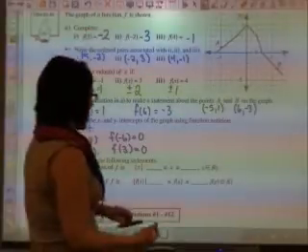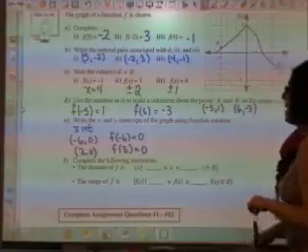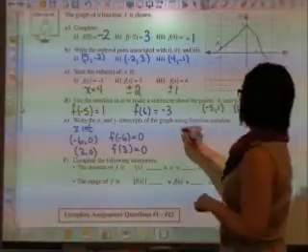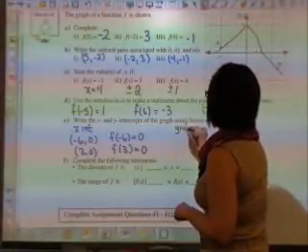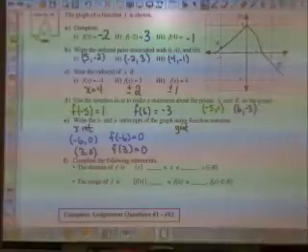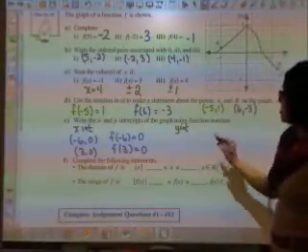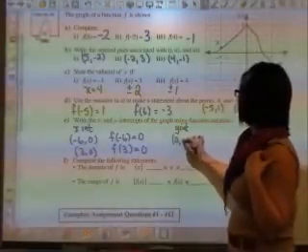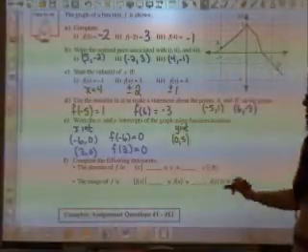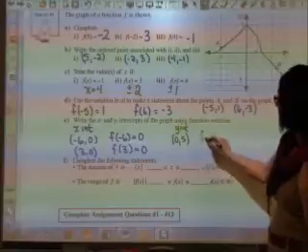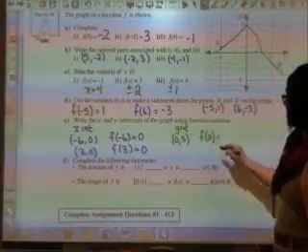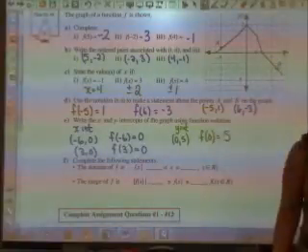Now, if we look at my y-intercept, in my y-intercept, I have 0 and 5. So in function notation, this would be f at 0 equals 5.